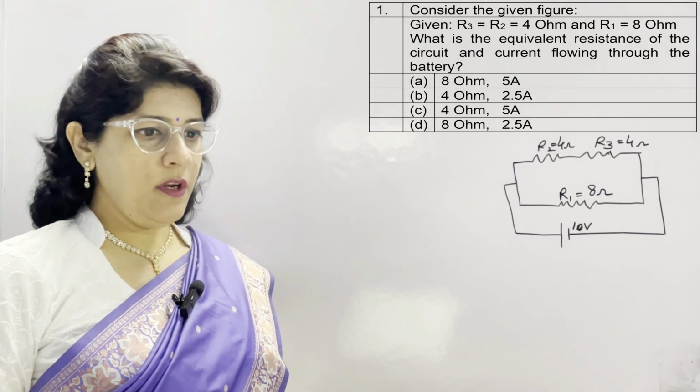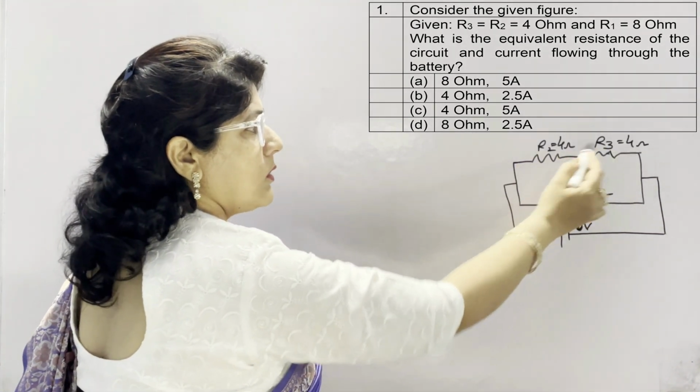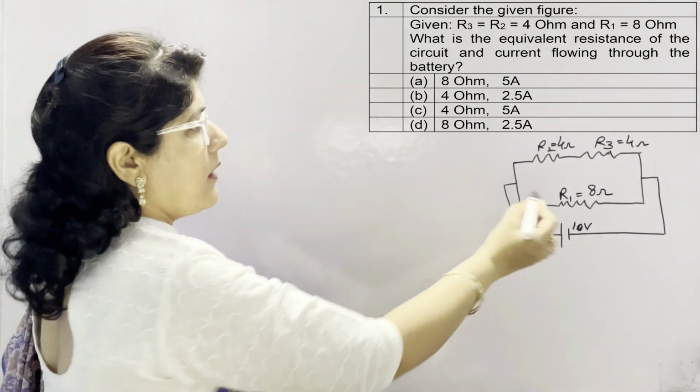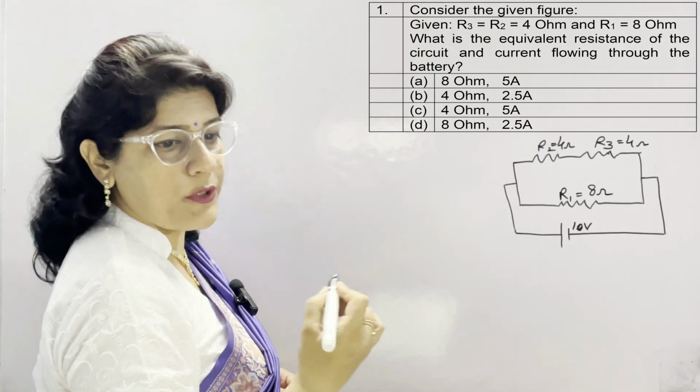Starting with the first question, which is a numerical. In this, given R3 and R2 both are of 4 ohm each and R1 is of 8 ohm. What is the equivalent resistance of the circuit and then the current flowing to the battery?